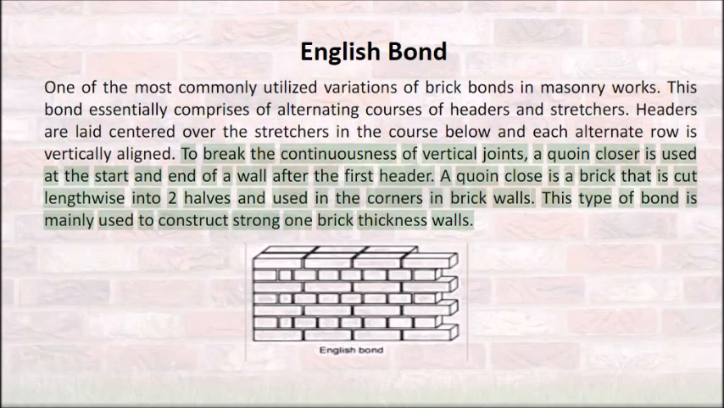To break the continuity of vertical joints, a quoin closer is used at the start and end of a wall after the first header. A quoin closer is a brick that is cut lengthwise into 2 halves and used in the corners in brick walls. This type of bond is mainly used to construct strong 1 brick thickness walls.